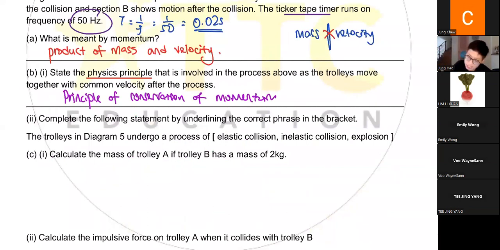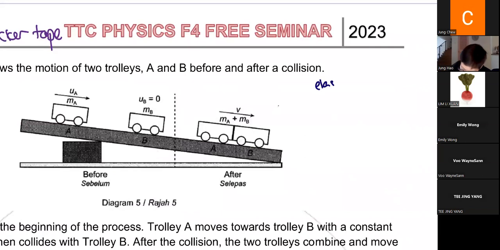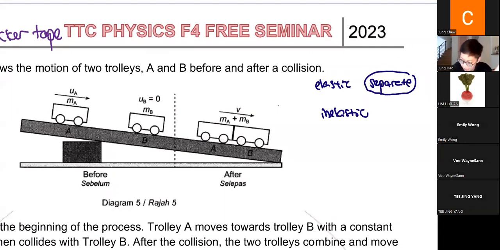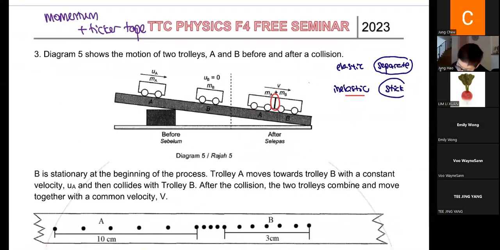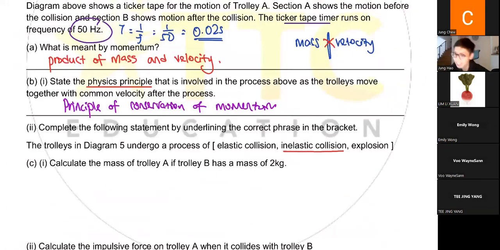Now we have to talk about the process. Is this elastic, inelastic, or explosion? How do we differentiate elastic and inelastic? Usually, guys, I say usually, not always. For elastic, usually after they collide, they will separate. But inelastic is usually after they collide, they will stick together. So now, if you look at this one, did A and B stick together? Obviously, yes, right? So therefore, you will realize it's inelastic, because they stick together. So my answer for this one will be that it is considered an inelastic collision.